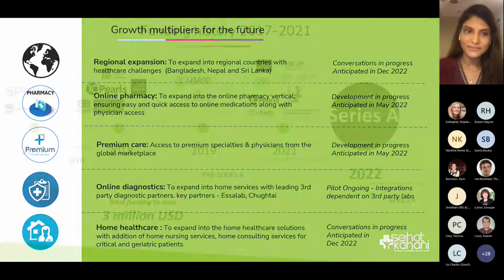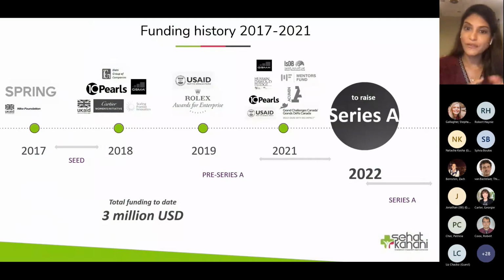Next slide. And if I can talk about the growth history of the company in terms of funding, Sehat Kahani has been blessed to work with a lot of partners, donors, and investors till date. We've raised funding of 3 million till date, out of which 1.8 million has come through equity investment and 1.2 million has come through grant and donor funding.